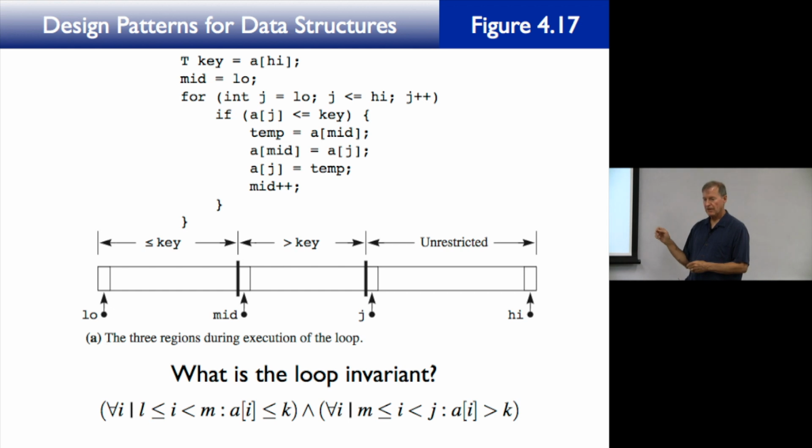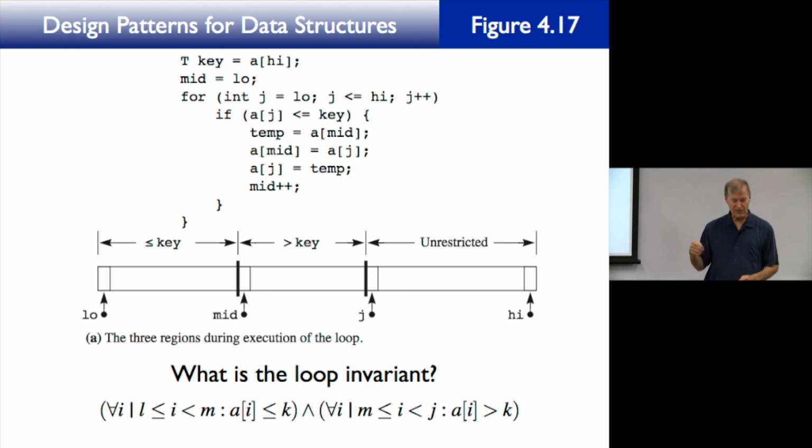and then the third region is the unrestricted region. And what happens is J is the control variable of the loop, and it goes from low to high. As it goes from low to high, the unrestricted region starts off being the whole thing, and then as J gets closer and closer to the end, the unrestricted region shrinks and shrinks until pretty soon the only two regions left are the region where the elements are less than or equal to key, and the region where the elements are greater than key.